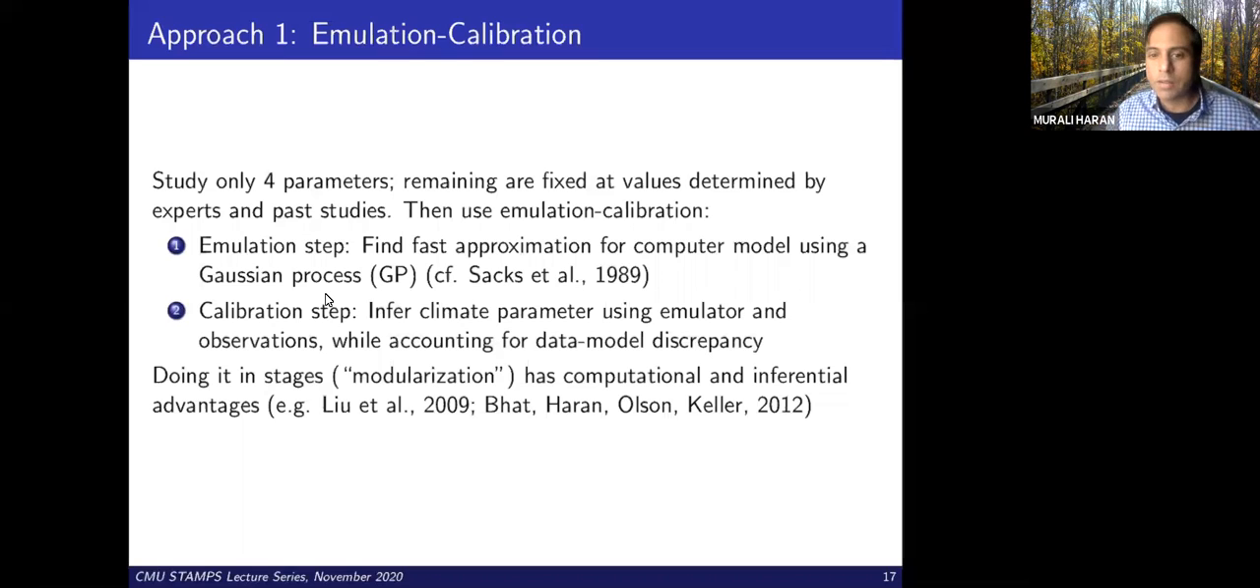But it's basically like a regression, a flexible regression. And the calibration step is where you infer the climate parameter using the emulator and observation. So you take the original model and you replace it with this approximation that we obtained from this step, and you're off to the races. And then this is just a small detail. Some people might wonder, why not do it all together? There's some really good arguments for why you split it into 2 steps. It's both computational and some inferential advantages. So I put a couple of references here.